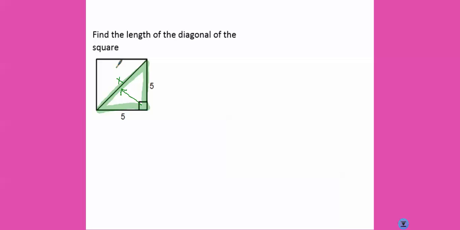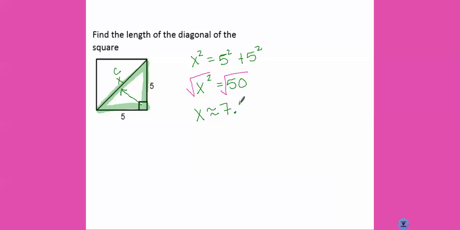C is across from our right angle. So x squared equals 5 squared plus 5 squared. 5 squared is 25. 25 plus 25 is 50. Square root both sides to undo our squared. And we get that x is approximately 7.071.